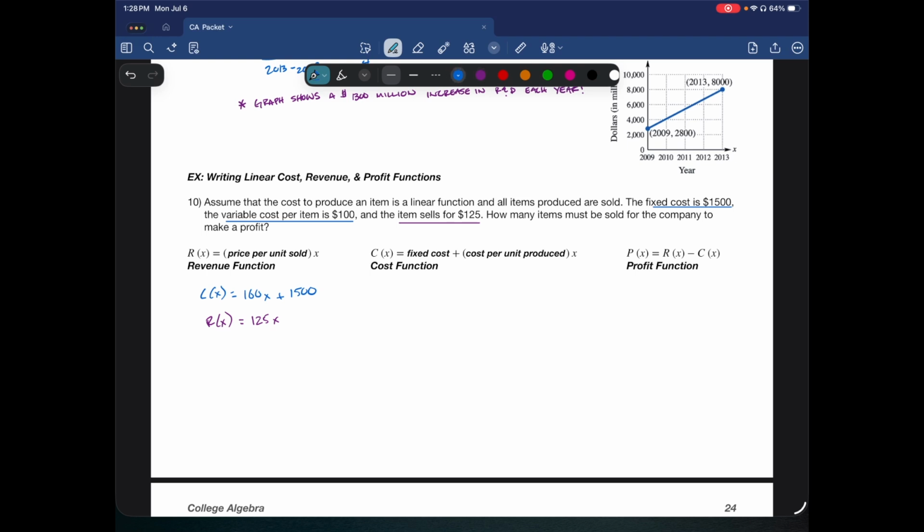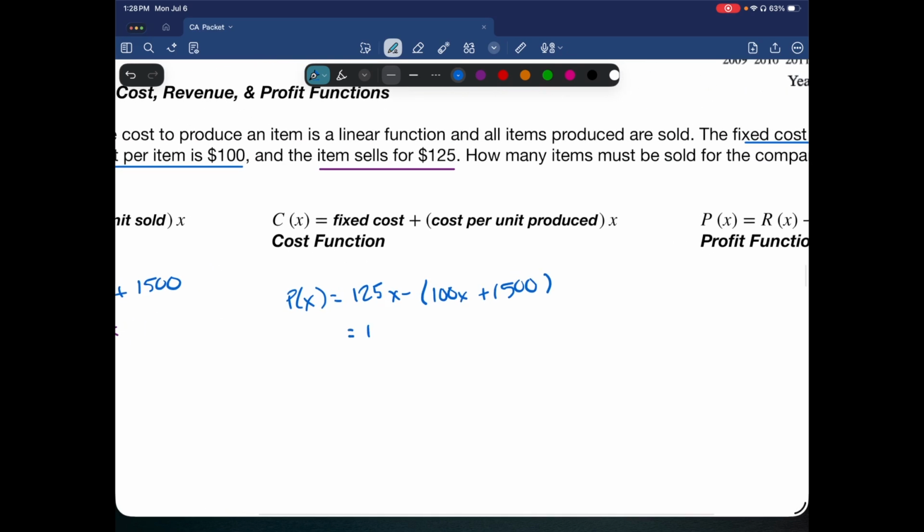All right, how many does it need to make a profit? Well, my profit function is this, revenue minus cost. So I got 125x minus, and because this is 2 terms, I'm going to put in parentheses, 100x plus 1,500. I put it in parentheses because I have to distribute that negative. So I got 125x minus 100x minus 1,500. Clean it up. You get 25x minus 1,500. Okay, so that's my profit function.